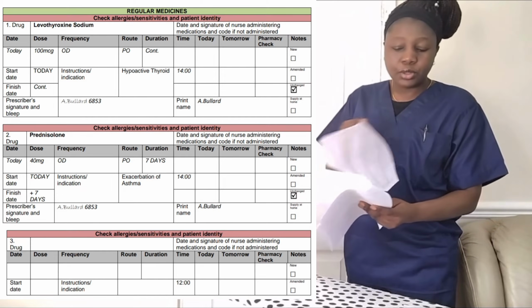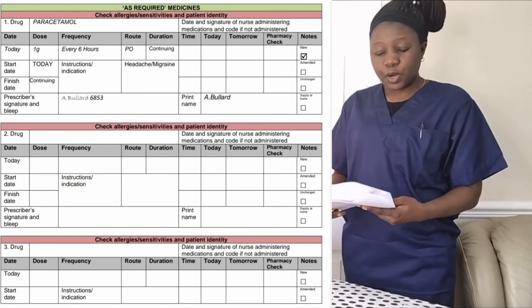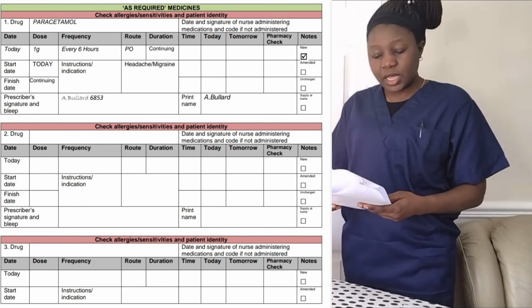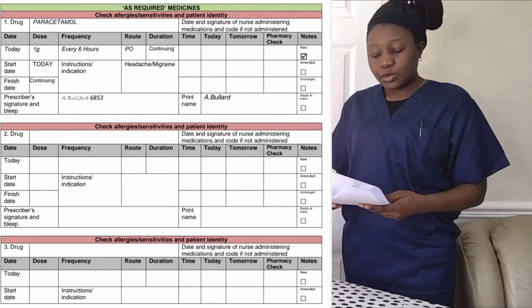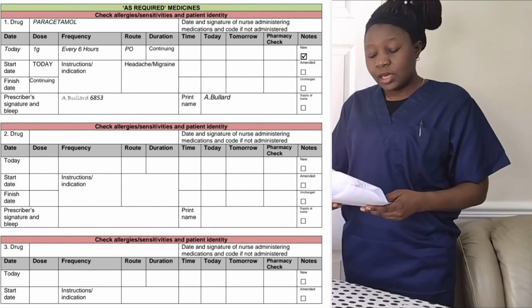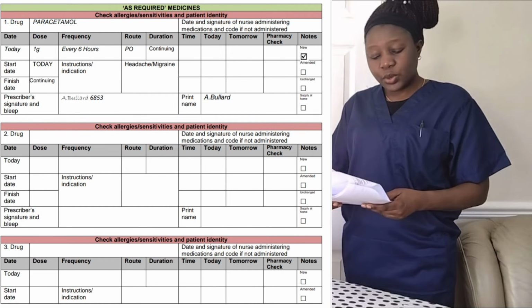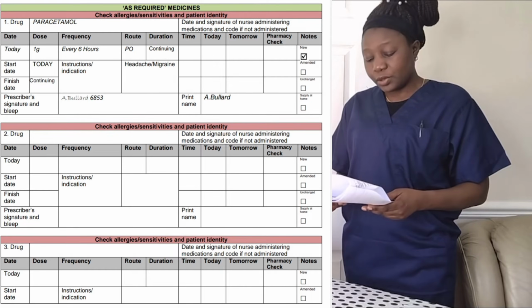So I move on to the next page, and I can still confirm I have the MAR chart for Alison Sanders, date of birth 1/8/1993. On as required medicines, the drug is paracetamol. The date is today. The dose is 1 gram. The frequency is every 6 hours. The route is per oral. The duration is continuing, and the start date is today. The indication is for headache and migraine, and the finish date is continuing. Prescriber signature is Allotted with blip 6853.